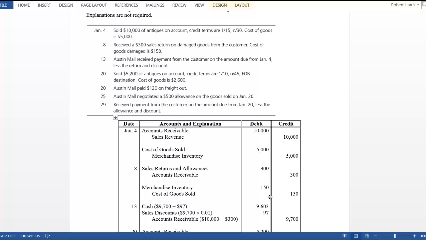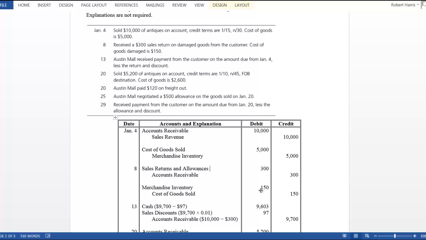Now we also have to remember that the $150 of inventory is going to be impacted here as well. Okay, and so anyways, this is what's going to happen there. They sent them back to us, so we reduced what they owed us, and we also reduced what we actually paid for them. Because remember, up here we record our sales and the cost of goods sold.